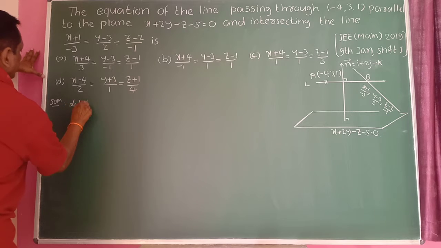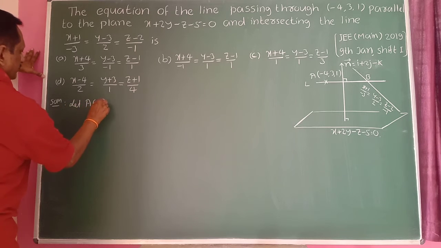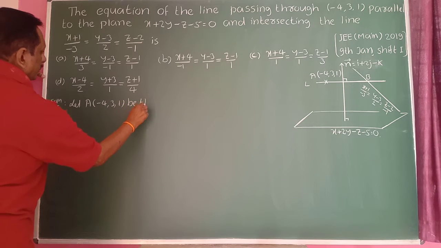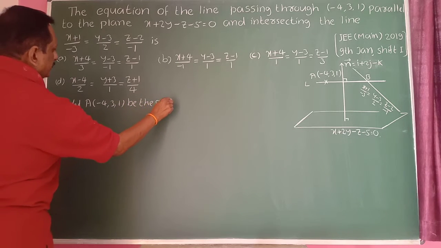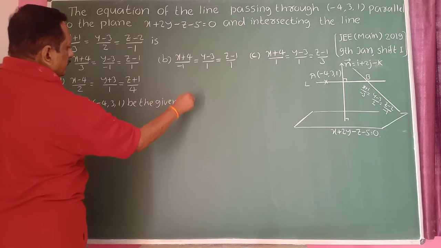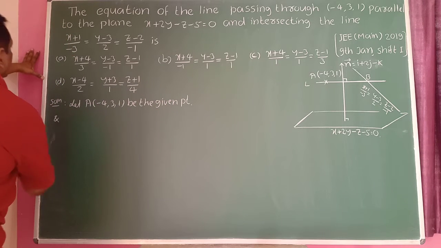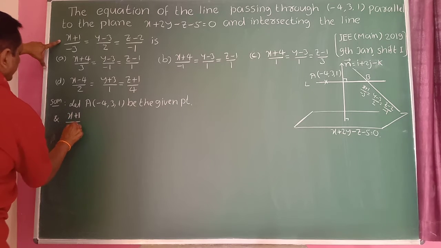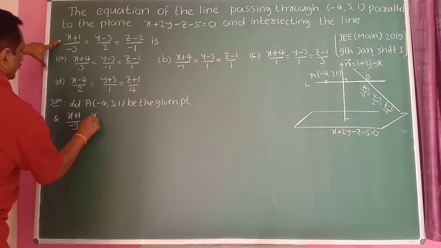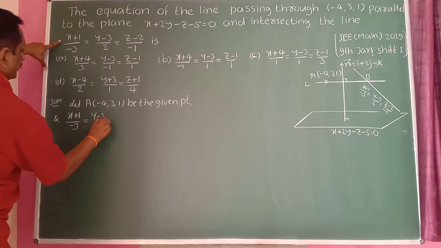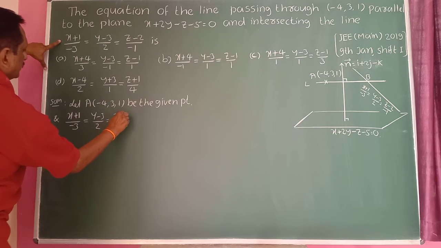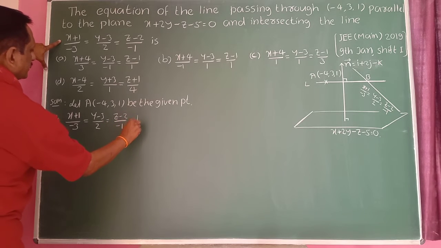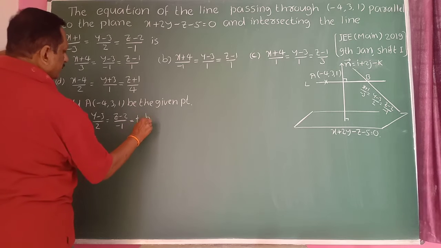Let A be the given point (-4, 3, 1). And take (x + 1)/(-3) = (y - 3)/2 = (z - 2)/(-1) as some constant t, for the given line.